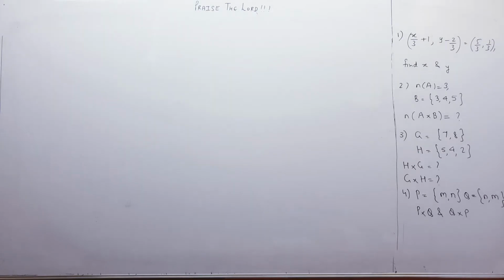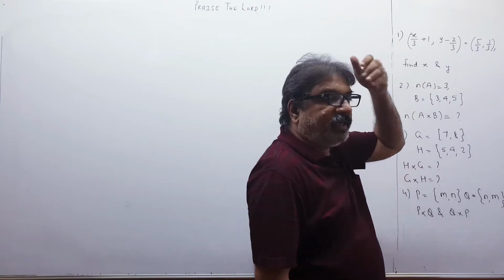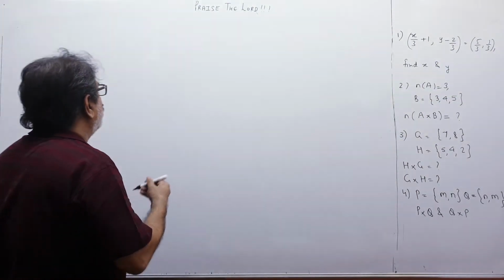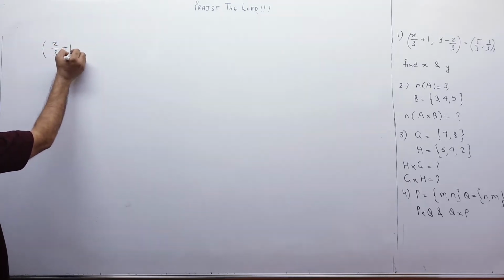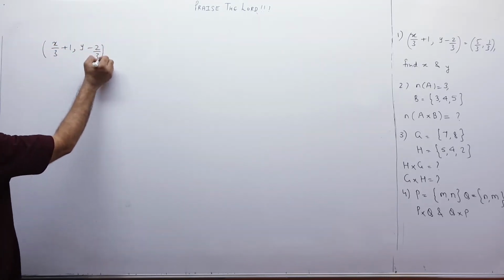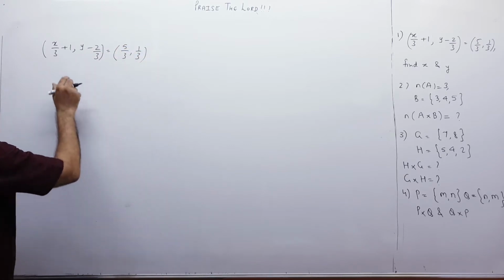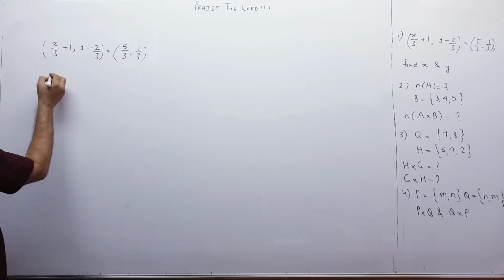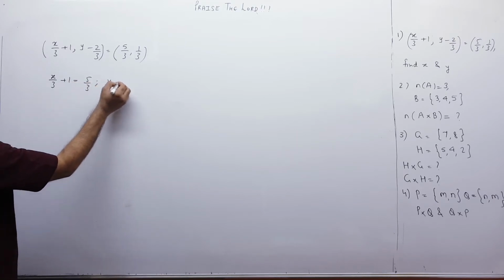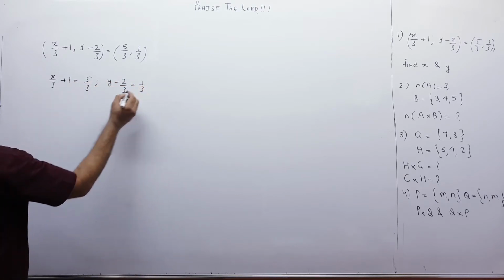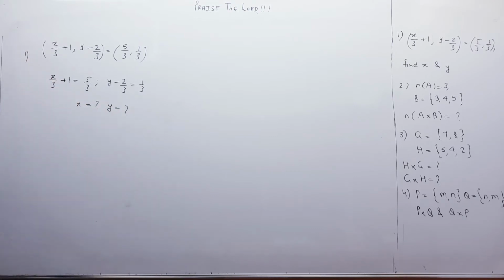So, I've written certain questions on the board, children. The first is, these two ordered pairs are equal, so we have to find x and y. Very easy, children. The first question goes like this: (x/3 + 1, y - 2/3) is equal to (5/3, 1/3). So first equal to first, second equal to second. So x/3 + 1 will be 5/3 and y - 2/3 will be 1/3. You come to know what is x and what is y. That is fine, that you can do.